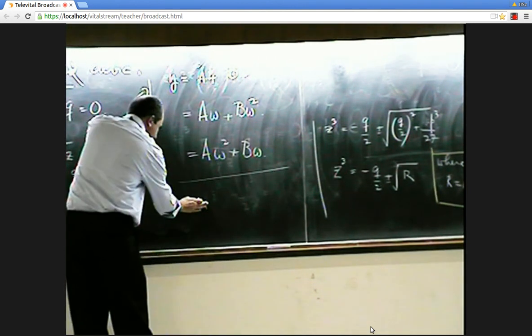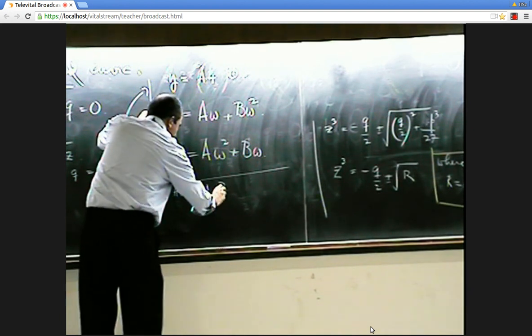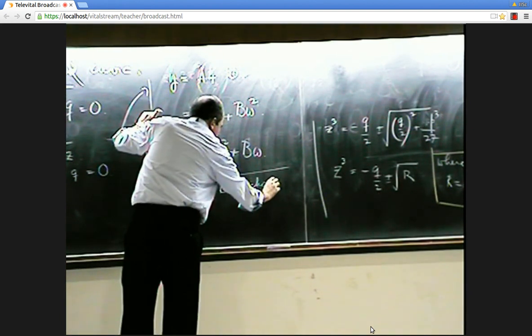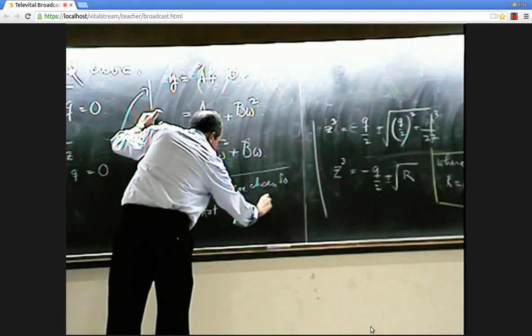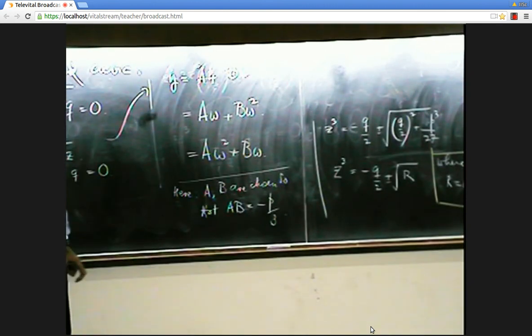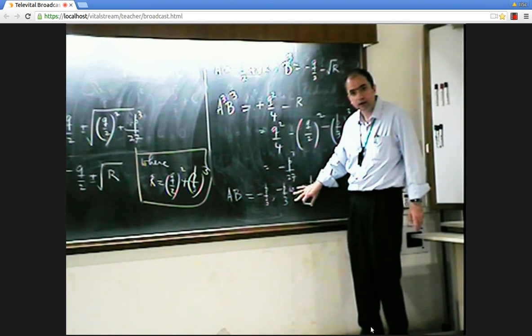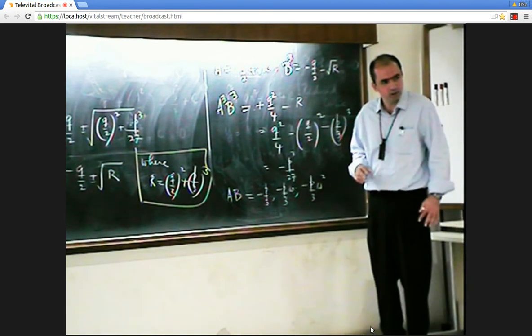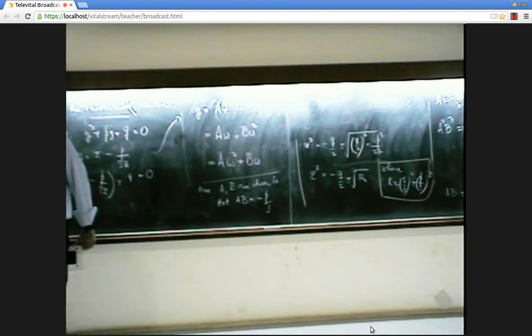So I must end this by clarifying one thing. So here, A and B are chosen so that the product is minus P by 3. Yeah? You might ask me, why am I being partial to the first term? Why don't I choose the product to be minus P by 3 omega? Okay, no problem. If I do that, then I'm going to mess things up here. This is going to work.